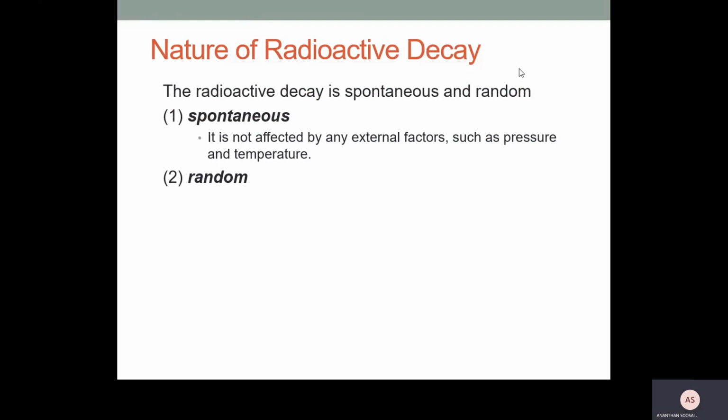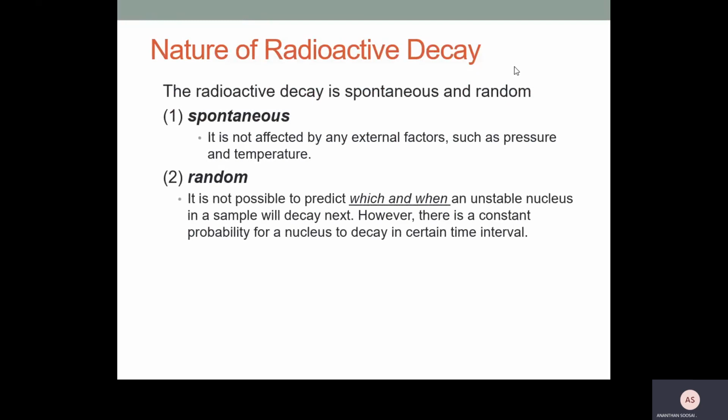Second, the process is random. What is meant by random? Unpredictable. You have 1 kg of uranium. We don't know which atom is going to radiate. Sometimes 10,000 decay, sometimes none. Totally random, unpredictable. It's not possible to predict which and when an unstable nucleus will decay next.